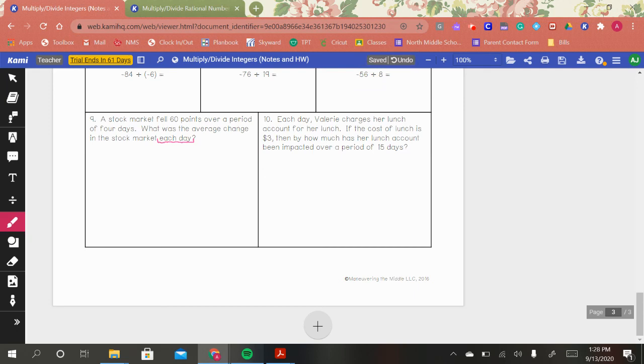And again, that's going to be a division problem because you have the total it fell and you need to find the part. Okay, each day Valerie charges her lunch account for lunch. The cost of lunch is $3. And you want to see how much it's impacted her over 15 days. So you have a part, you need to find a whole, so you will be multiplying.